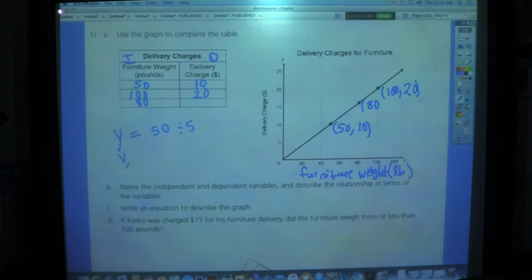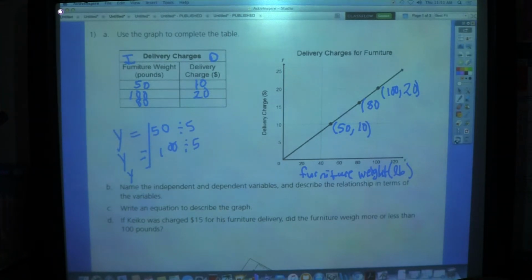Okay, let's look at it again. Let's say we've got 100, and if y is equal to 20, what do we do to 100 to get 20? Divide it by 5.